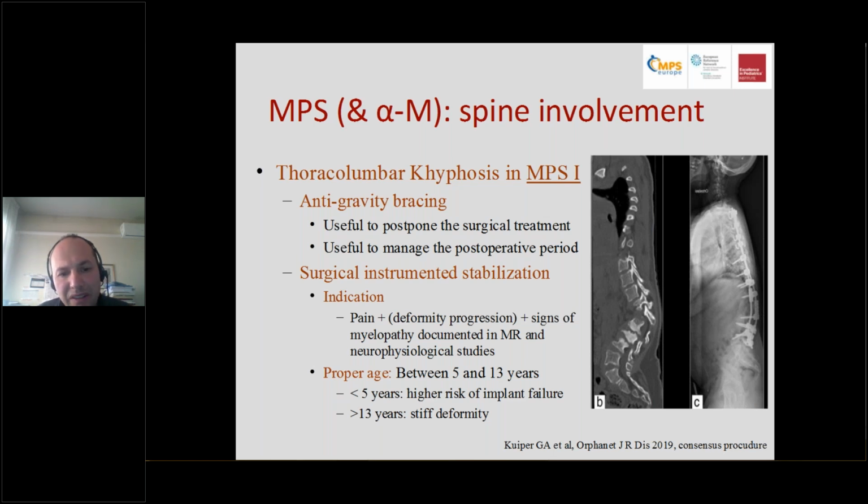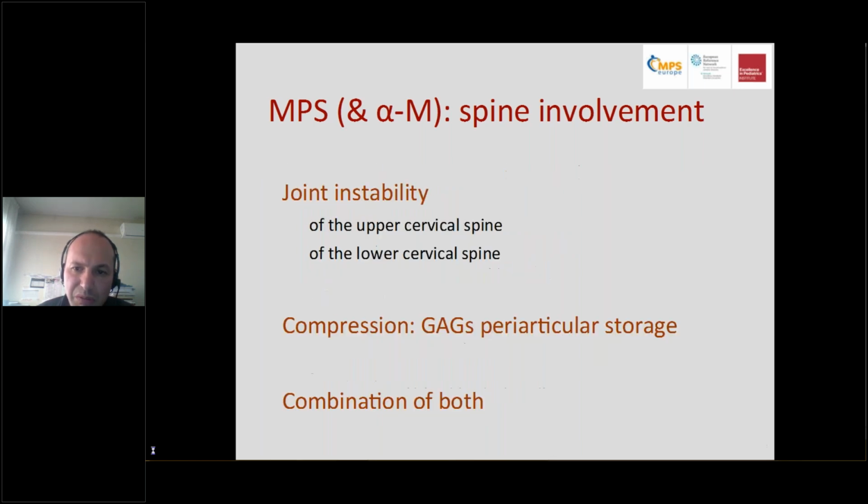Once upon a time, years ago, we looked at the deformity progression, but from this consensus conference, it seems to be not so important, while the pain and the documented myelopathy are more important. And the proper age to perform the stabilization of the column for the thoracolumbar kyphosis is between age 5 and 13. This is because before age 5, there is a higher risk of implant failure, while after age 13, the deformity is very stiff and almost impossible to correct.